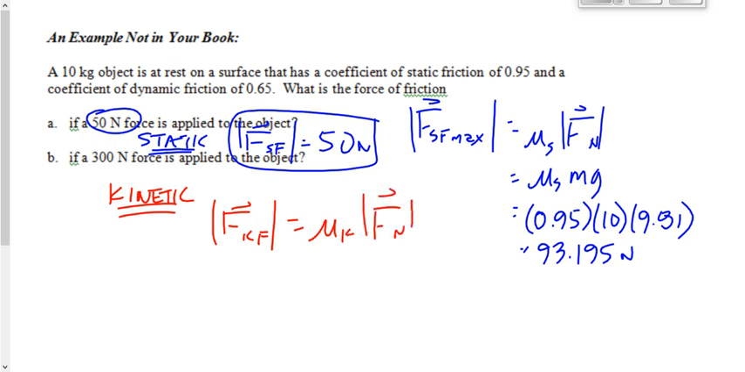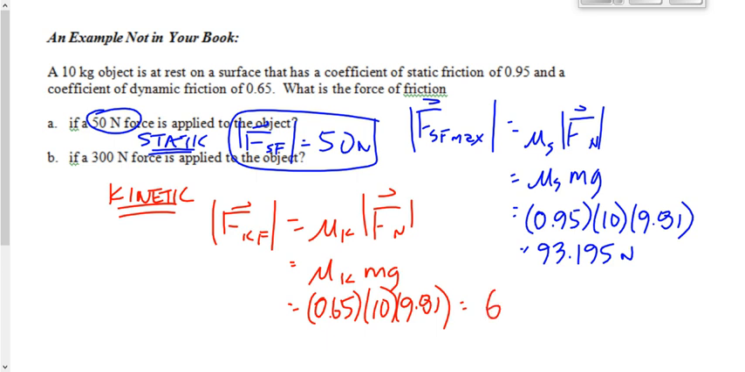It's mu times Fn, which is mu times, Georgia, Fn is equal to what? Mass times gravity. Good. Mu is 0.65 times 10 times 9.81. We multiply those three numbers together, and we end up getting 63.765, or we're going to round that to 2 digits, or 64 newtons.